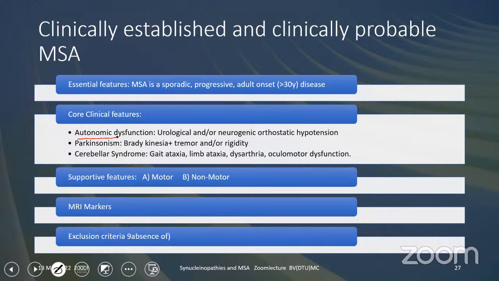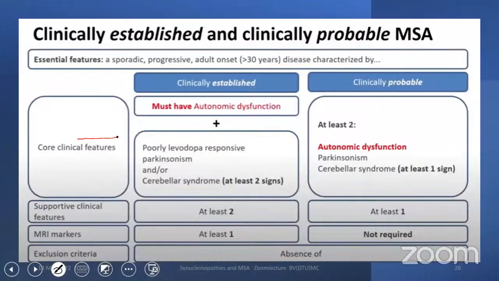There are some motor and non-motor features which we'll see in the due course of the lecture, and there are important MRI markers which can be added to the diagnostic criteria, and there are some exclusion criteria which we'll mention. So the most important thing, what I said, is you must have autonomic dysfunction and poorly levodopa responsive Parkinsonism and or cerebellar symptoms. At least for cerebellar syndrome, 2 signs should be present. Plus supportive criteria, at least 2 should be present, which we'll discuss, and at least 1 MRI criterion present.